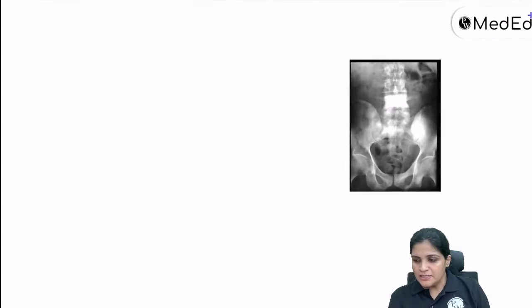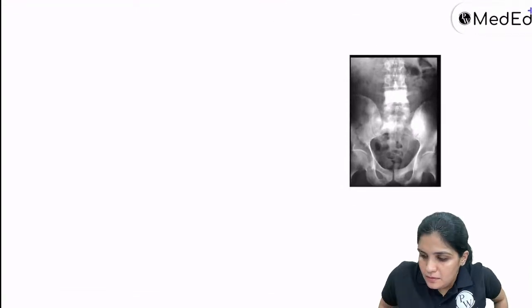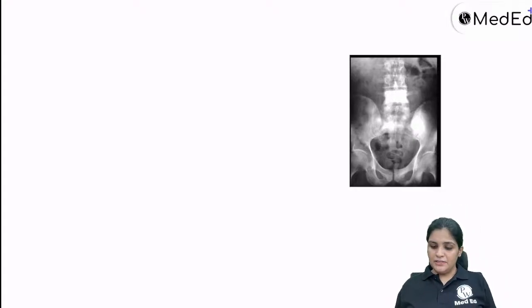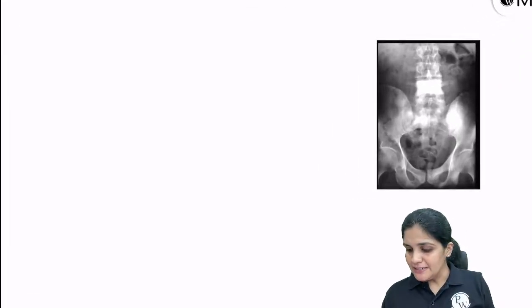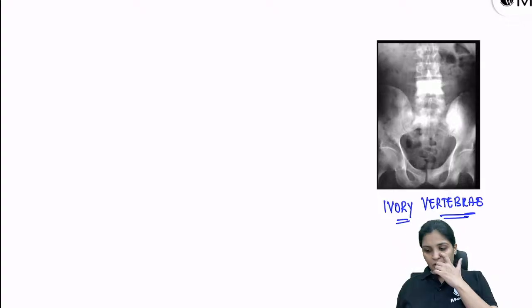Okay, now what is this? Yeah, final one. What is this? So this is ivory vertebrae. Yeah, very good. Where do you see ivory vertebrae?